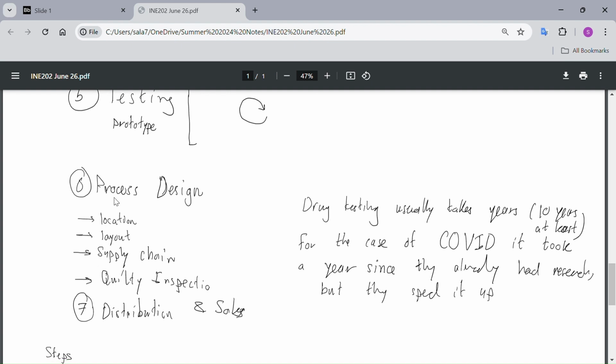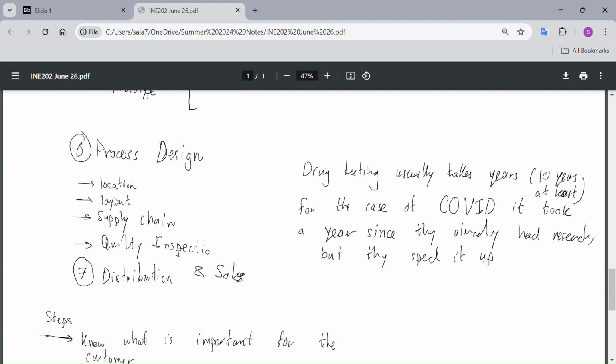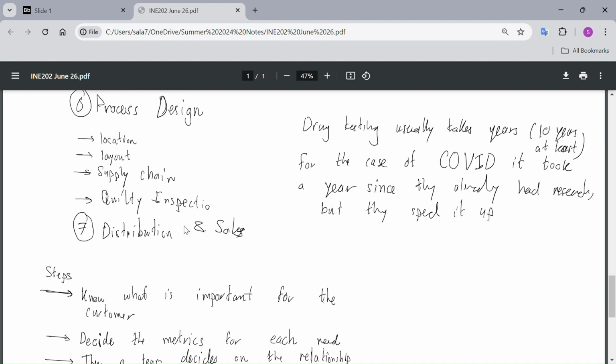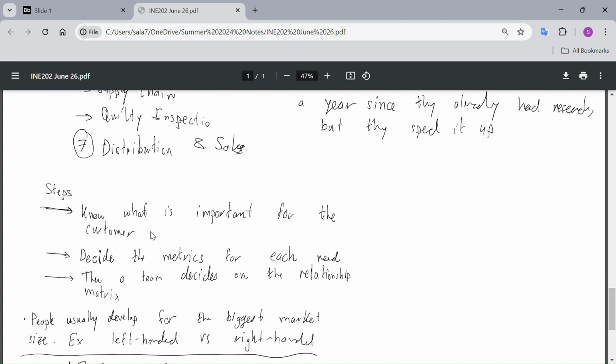So this is designing or preparing for distribution and sales. So we decide what the location and the layout are, the supply chain, how it's going to be produced, and then quality inspection. And then seven, we're going to go for distribution and sales.